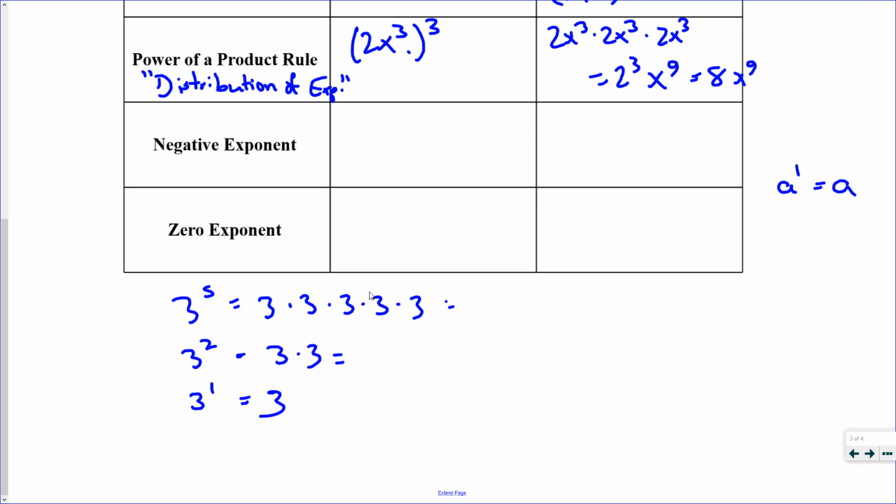So let's go back for a second and now let us think about what happens if we extend this pattern. Let's go back here and write some things out. I'm going to change this from 3 to the fifth. We're going to make this 3 to the third.